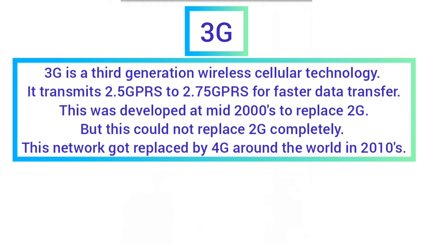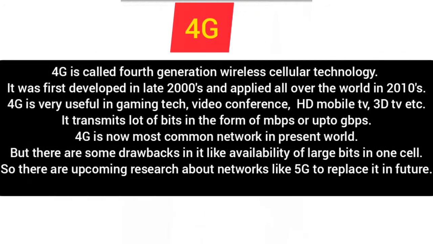3G transferred 2.5 gigabits per second to 2.75 gigabits per second. This was a faster data transfer. 3G was faster than 2G. According to my knowledge, in India, it was implemented in the late 2000s. But 3G was not a fully successful network due to the rapid increase of high-tech smartphones and also in a bid to increase the network deep inside countries like India, a new network was introduced, that was 4G.